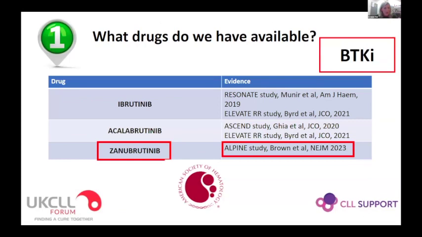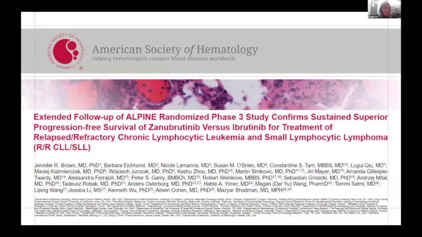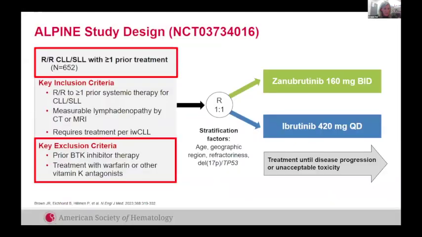I'm going to move on now to zanubrutinib, in the relapsed refractory setting, and this data was updated at ASH 2023. So this is the Alpine study. And like the Elevate-RR study that we've just seen, which was a head-to-head direct comparison of acalabrutinib with ibrutinib in the relapsed refractory setting, the Alpine study is a direct head-to-head comparison of ibrutinib with zanubrutinib in the relapsed refractory setting. And this data was first presented at ASH 2022 and then a further year of follow-up updated in ASH just before Christmas. So these are relapsed refractory patients with at least 1 prior line of treatment, but they could not have been exposed to a prior BTK inhibitor.